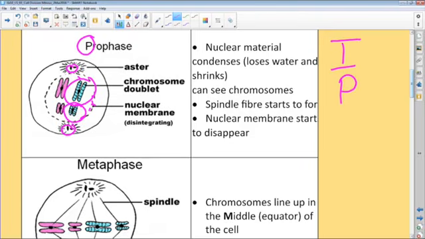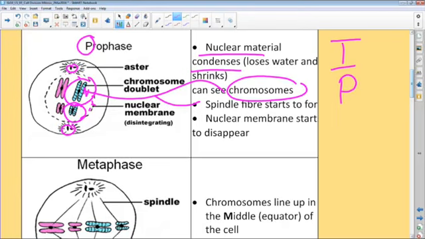I can see for the first time, I can see chromosomes. That is important. I can see chromosomes in prophase. What makes it different from all the other phases is that my spindle fiber hasn't started to form yet. It's just the centrioles are moving to the poles. Okay? And I also know that it's prophase because what do I need to do?